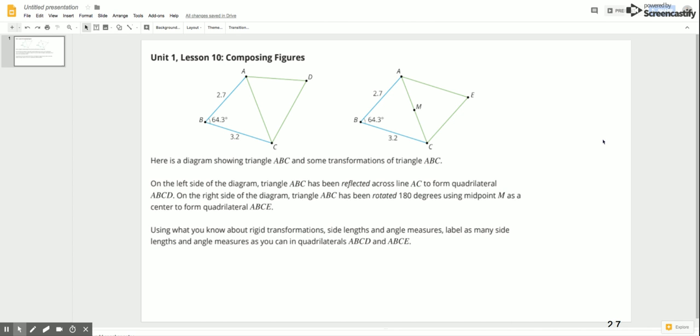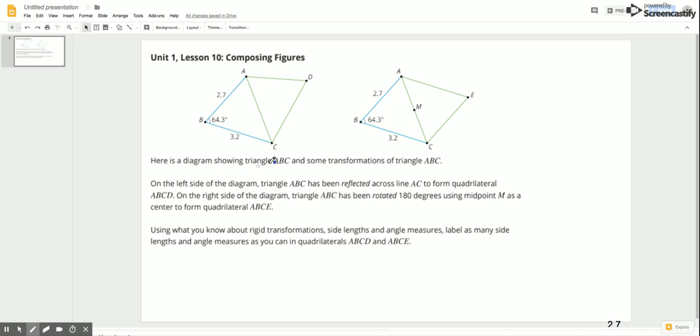Hello, it's Miss Baynard here with a review video about corresponding sides and corresponding angles. So this should look pretty familiar. This was actually on your most recent QPC. So let's go ahead and read the directions.